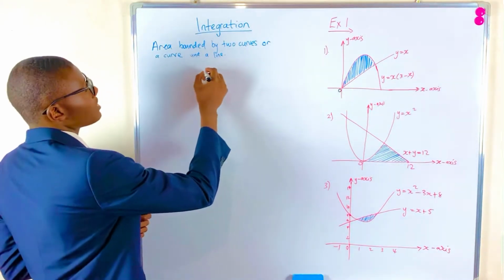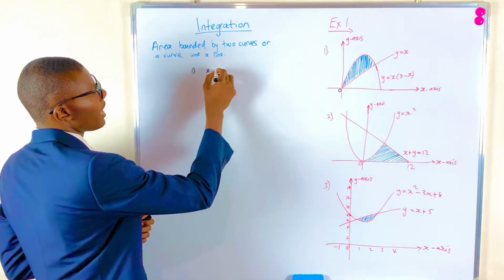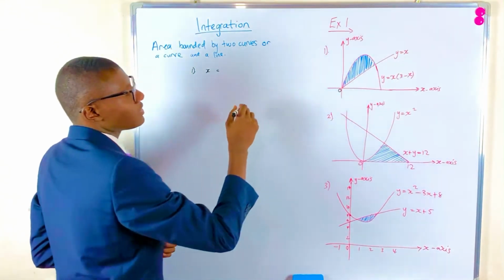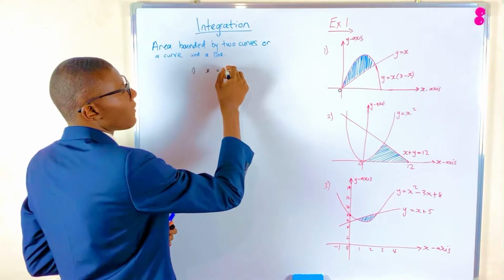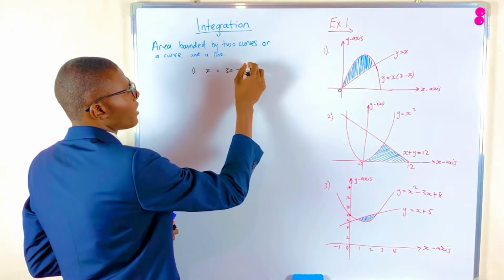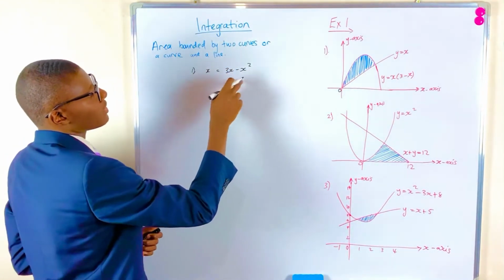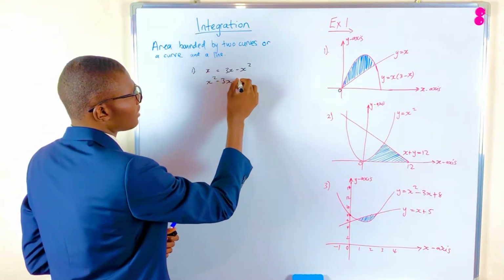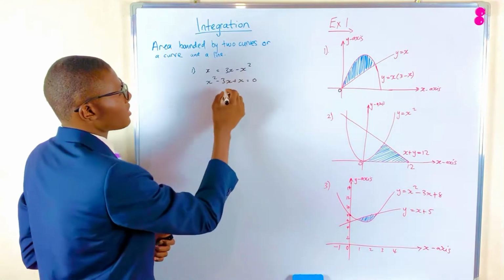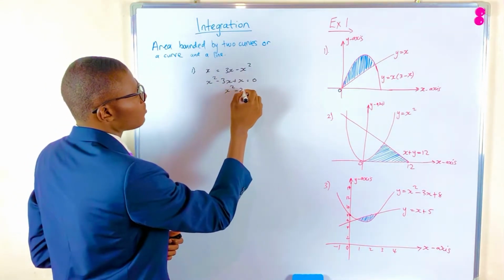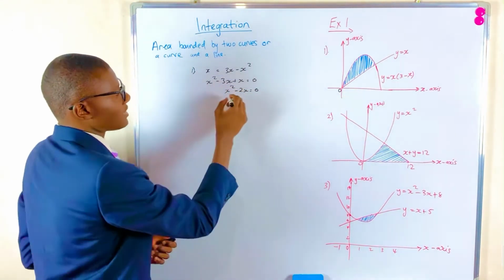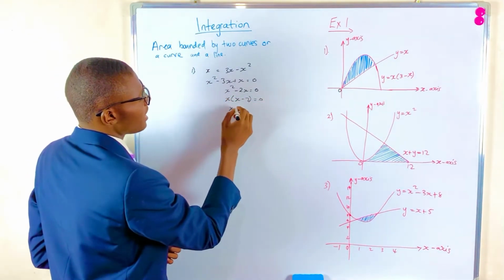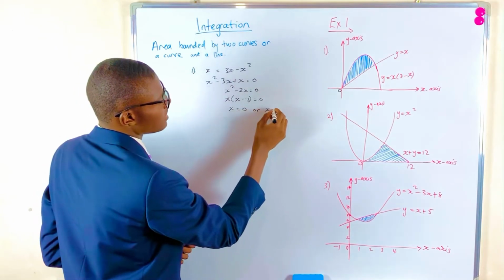For number 1, at the point of intersection, x is equal to x times (3 minus x), which is 3x minus x squared. Taking this to one side, we have x squared minus 3x plus x equals 0. Then x squared minus 2x equals 0, such that x times (x minus 2) equals 0, so x is equal to 0 or x is equal to 2.